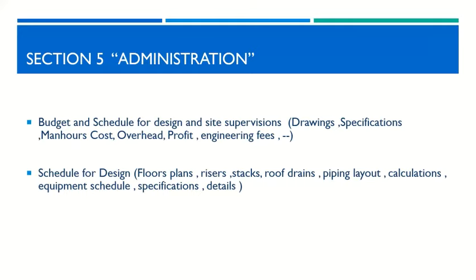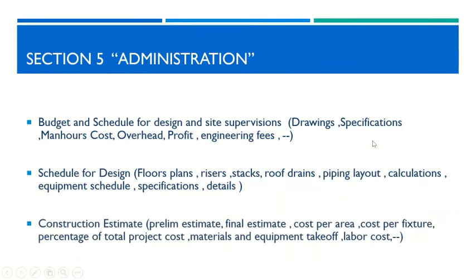How you can start before you design, how you start with drawing, floor plans, riser, stacks, roof drain, piping layout, some calculation, equipment schedule, specification details, and the order of them, and some construction estimate like preliminary estimate, final estimate, and types of cost like cost per area, or cost per fixtures, or cost as a percent of total project cost. And you have how to calculate the material and the equipment, take off from drawing and specs, and some labor costs.